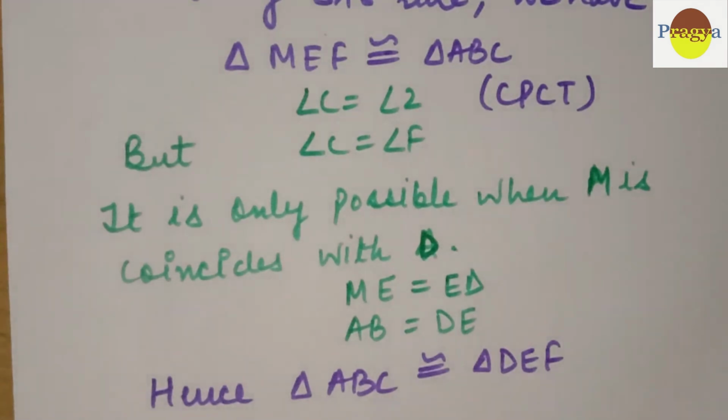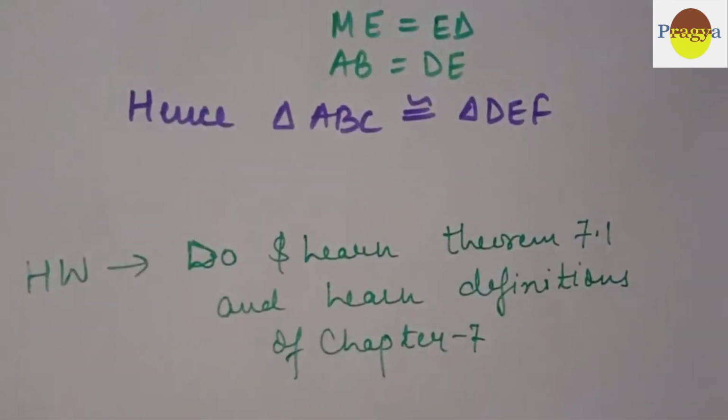So students, in today's lecture, we discussed the introduction part, congruency of triangles, two criteria of triangles, SAS and ASA, with the help of Axiom 7.1 and Theorem 7.1. So today's homework is to do and learn Theorem 7.1 and learn the definitions of chapter number 7. Today you have to revise this complete lecture from your NCERT and learn all necessary things and do this theorem positively and honestly.